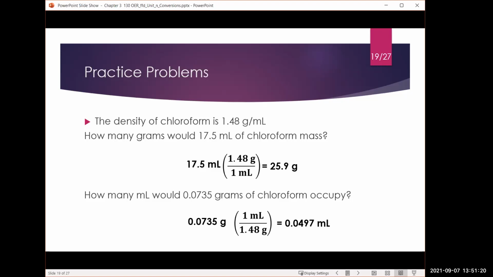Now, density is a measurement. So keep this in mind. It's not a conversion factor. It's used as a conversion factor, but it's a measurement in both cases. Therefore, it could be a factor in sig figs. It's not exact. It's a measurement. Okay. So you can see 1.48 has 3 sig figs, and 0.0735 has 3 sig figs. So therefore, our answer should have 3 sig figs. The same is true for the top example. All right, so those are some examples of density calculations using chloroform, okay?